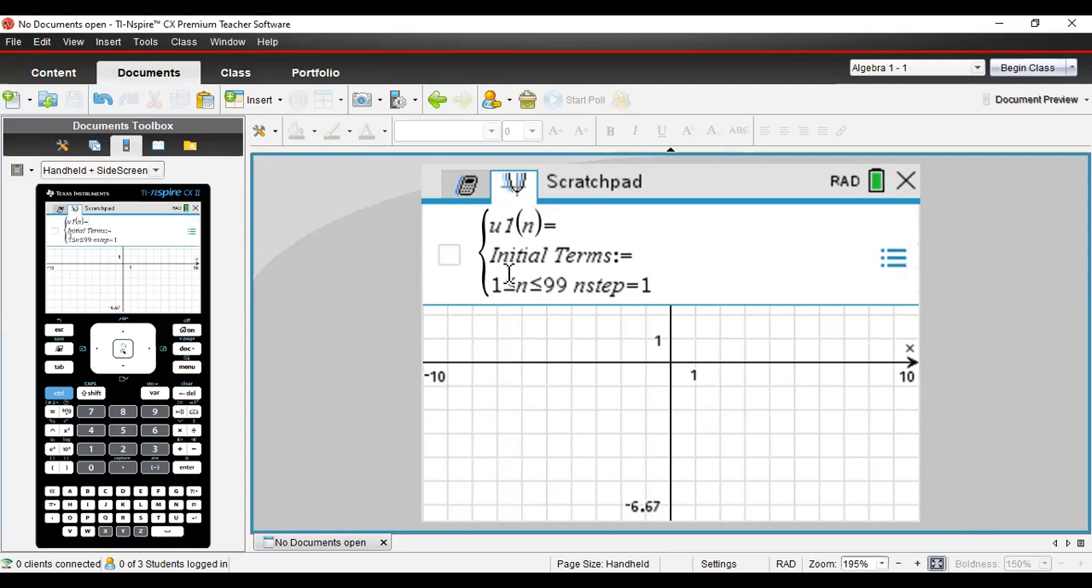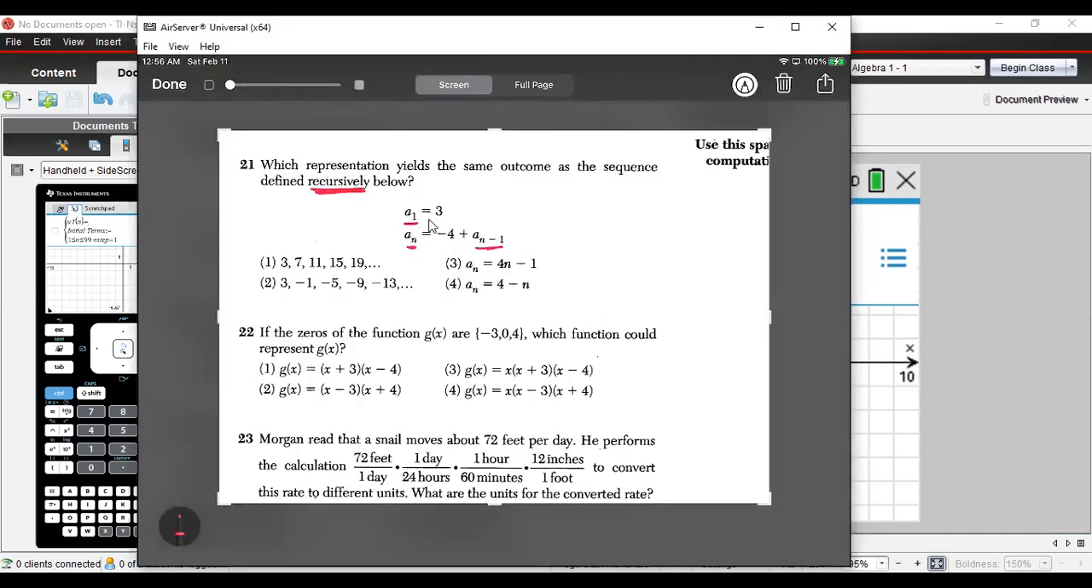Now, I'm going to try to make my calculator look like the problem, okay? So let's go back to the original problem. So it says a sub 1 equals 3. All that means is that the initial term of the sequence, the first term of the sequence is 3. And then you're going to use this part to come up with the rest of the numbers. So we start with 3, and then we're going to use this to come up with the next one.